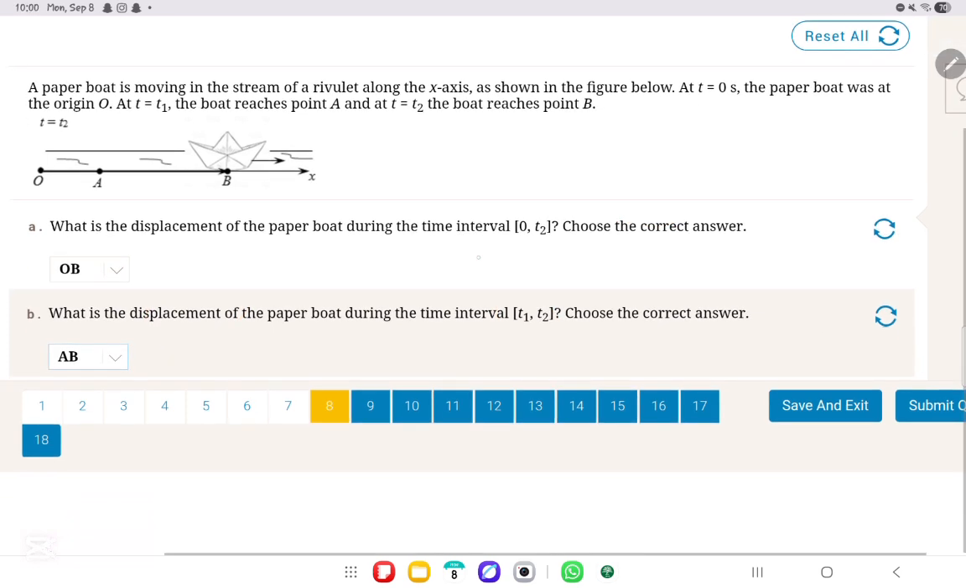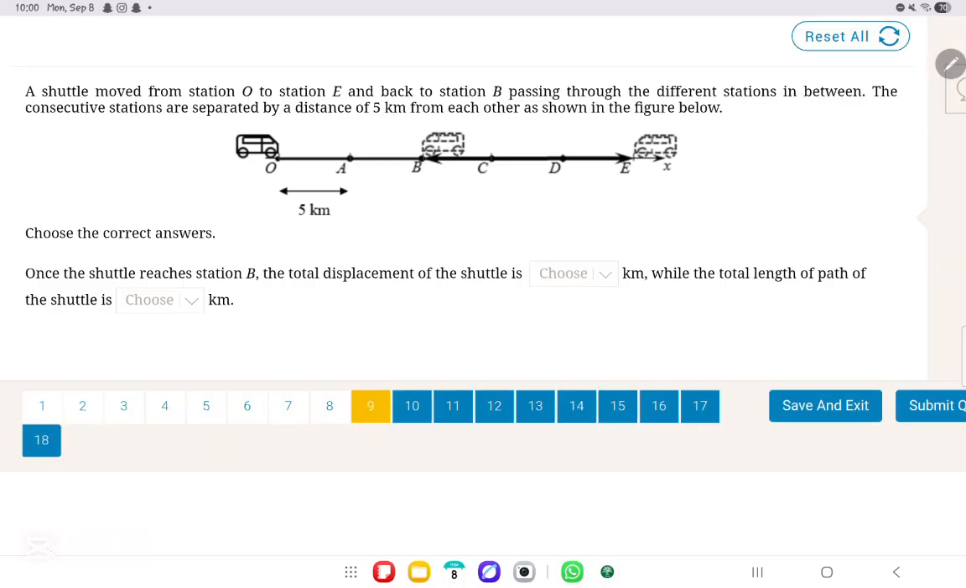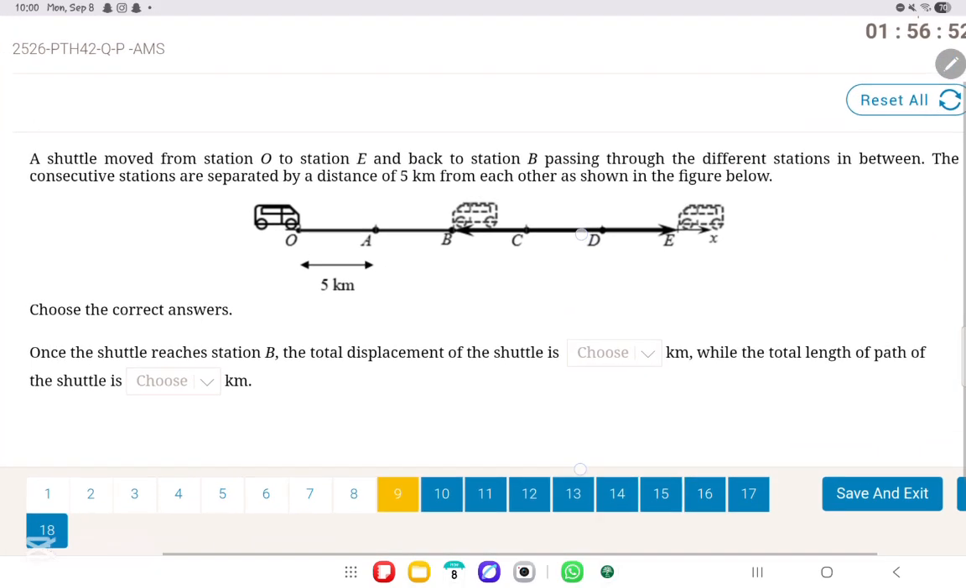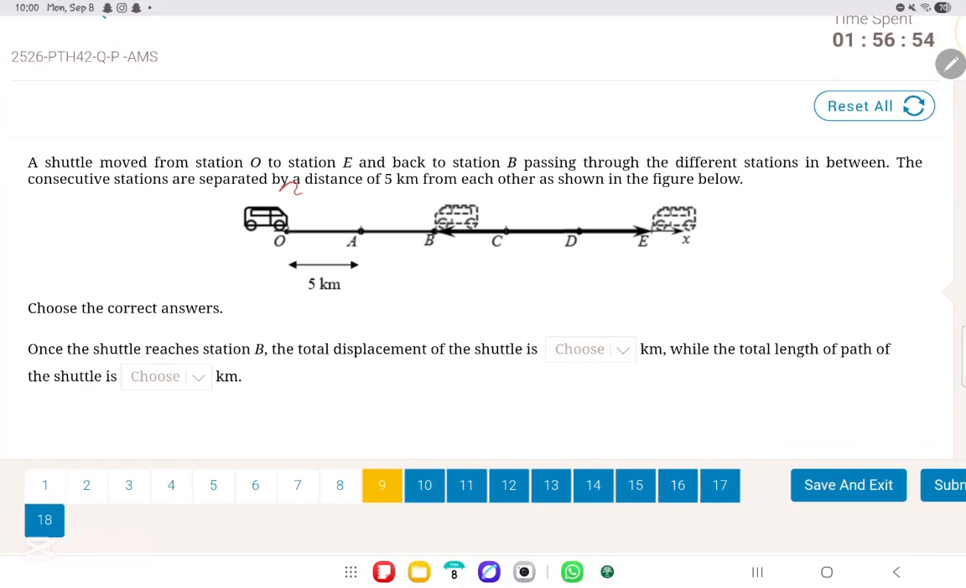Let's move on to question number 9. A shuttle moved from O to E, and then back to B through different stations in between. All of them are separated by 5 kilometers from each other as shown in the figure. Once the shuttle reaches station B, they want the total displacement. How do we find the total displacement?